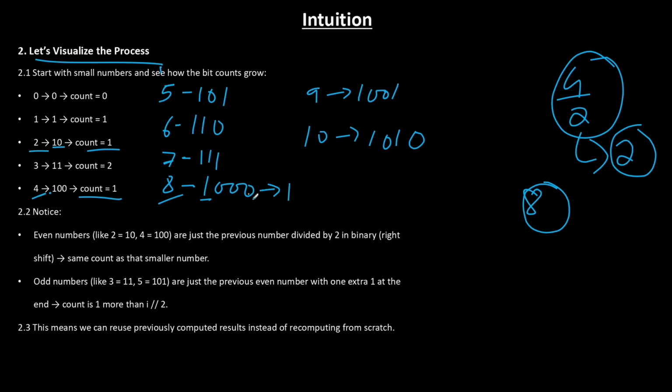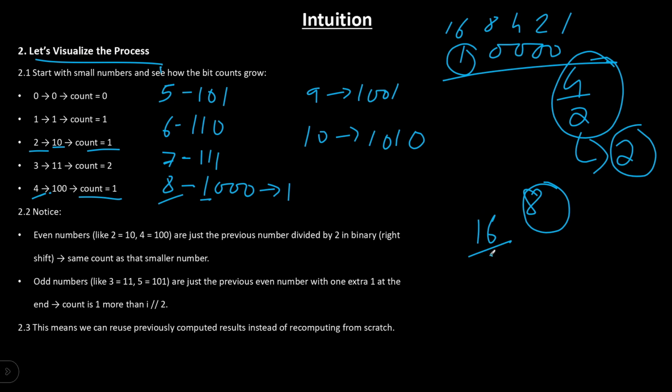So if you have observed something, let's go for 16. What is the representation of 16? It's 16 8 4 2 1, so this is how 16 is represented. How many ones are there? Only one. So from here we can conclude that for even integers, if we take the half of it, it will always give the same count of set bits, or ones.